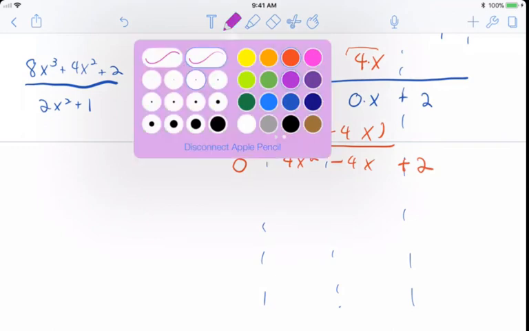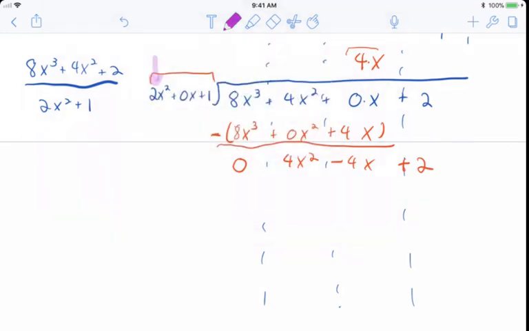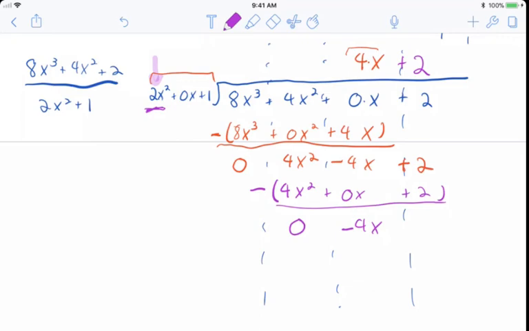I'll do it with purple. What do I need to multiply this term by in order to make it the same as that term? 2. So I'm going to multiply by plus 2. And then you multiply them and you write them on this line in the appropriate columns. So it's 4x squared plus 0x plus 2. Subtract. 0 minus 4x plus 0.